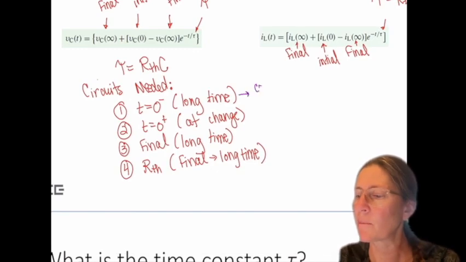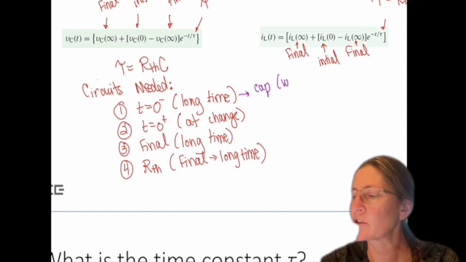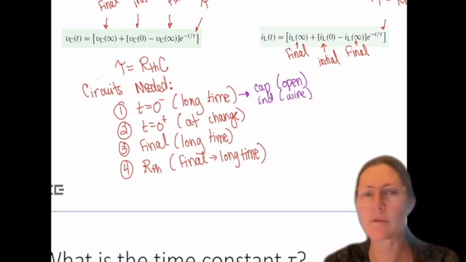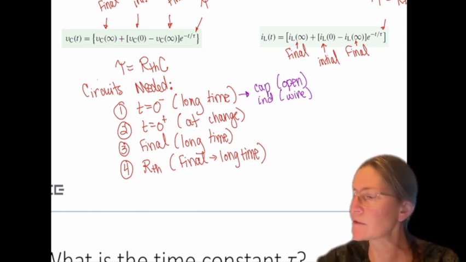So if a circuit has sat there for a long time, that means that there's been no change. This means for a capacitor, it's going to be an open. And for an inductor, it's going to be a wire. And remember, that is because of the equations.